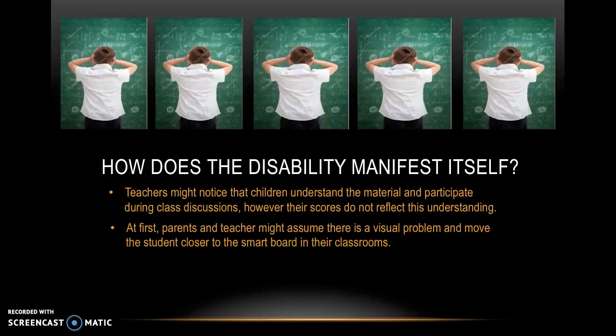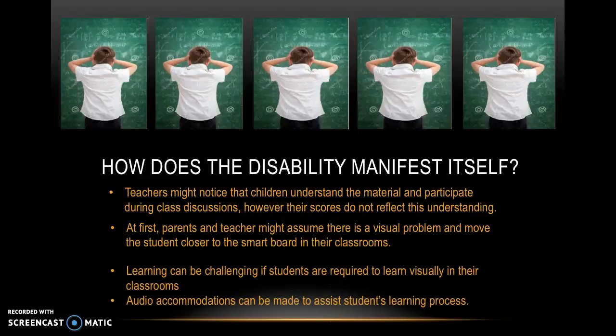Our classrooms are very visual. Teachers present PowerPoint presentations in order to teach their students. Children are required to read textbooks and work on workbook pages. However, for children with visual processing disorders, this is a huge challenge. Therefore, children with visual processing disorders need the proper supports in order to learn effectively.